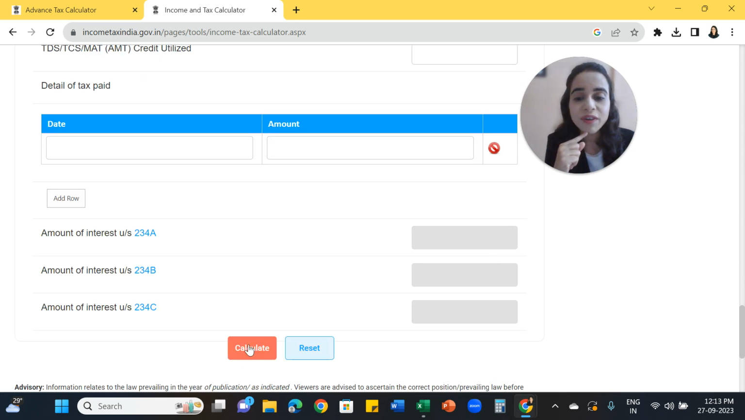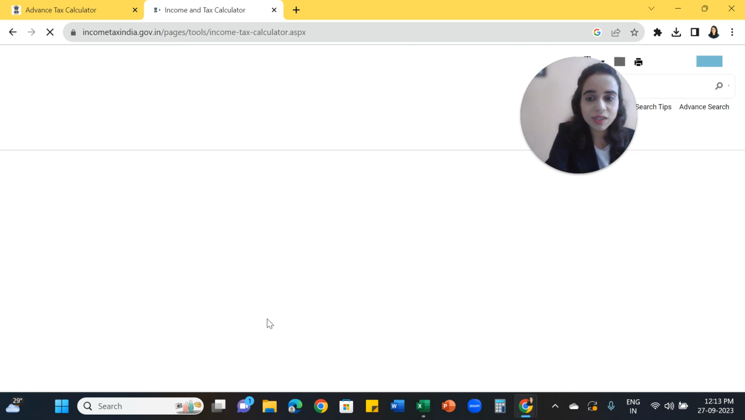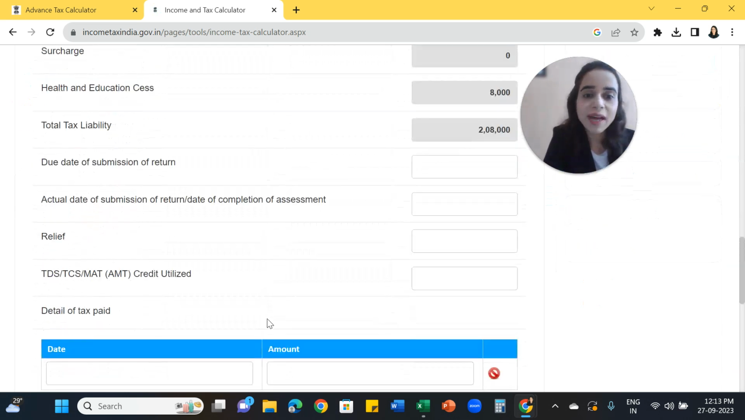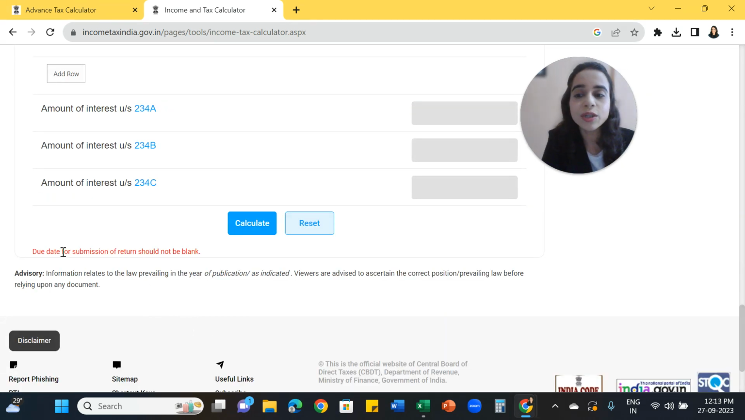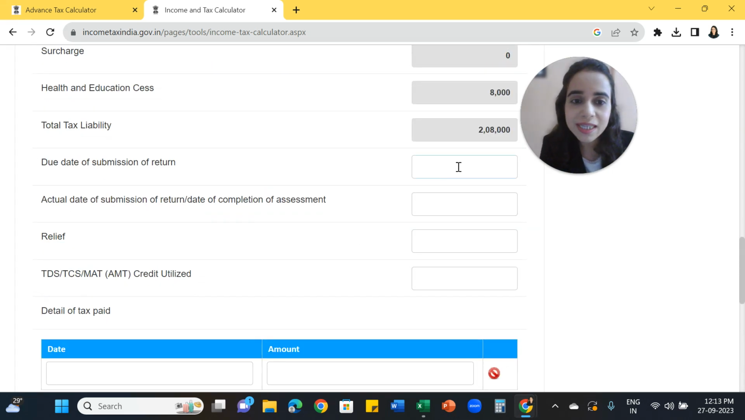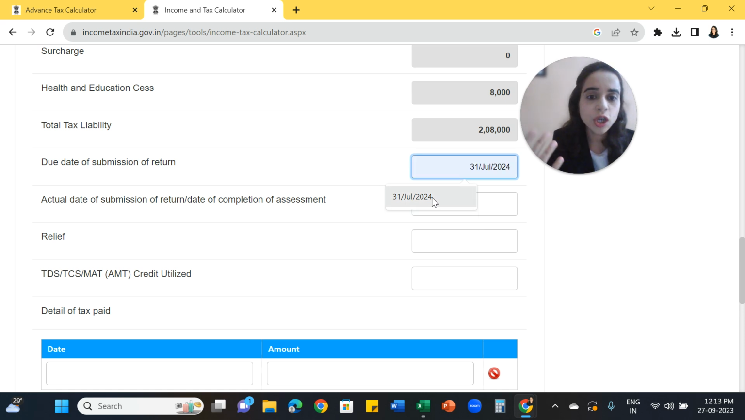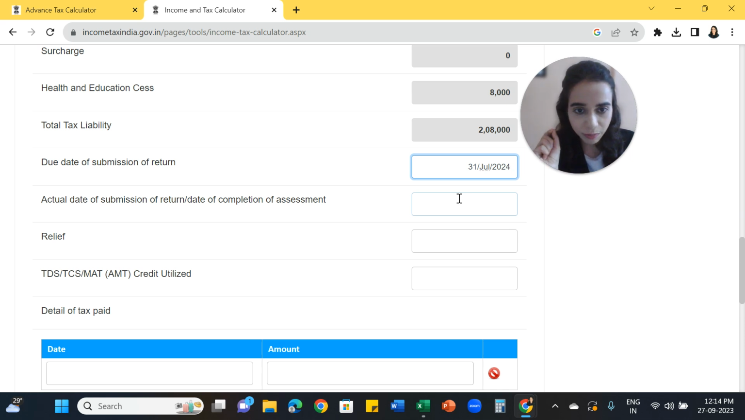Now here, if I click on calculate, it will tell me that I'm clicking calculate because I want to get the interest of 234A, B and C. So it says that you have not inserted the due date for submission. All right, I'll assume that there is no extension. So 31st July 2024 is the normal due date of submission.